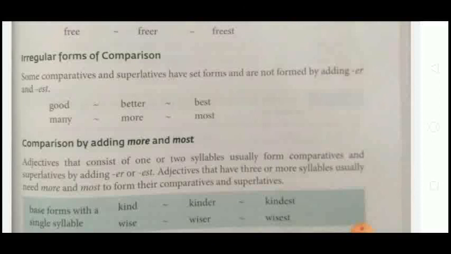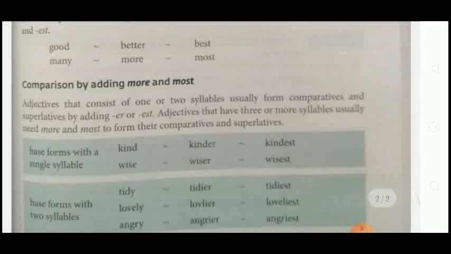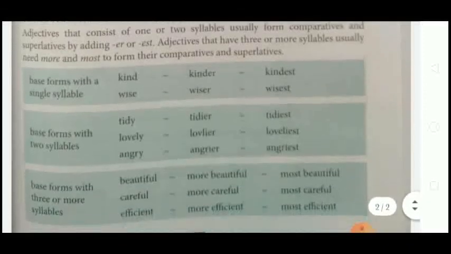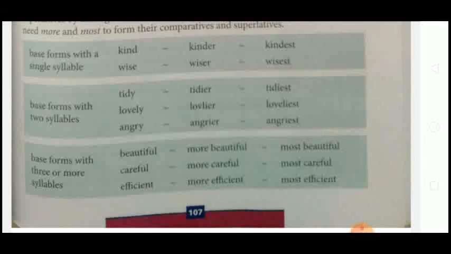For example, a base form with a single syllable: kind and wish are single syllable words. Then kinder, kindest; wisher, wishest. Now a base form with two syllables. For single and double syllables, we use er and est. Tidy, tidier, tidiest. Lovely, lovelier, loveliest. Angry, angrier, angriest.